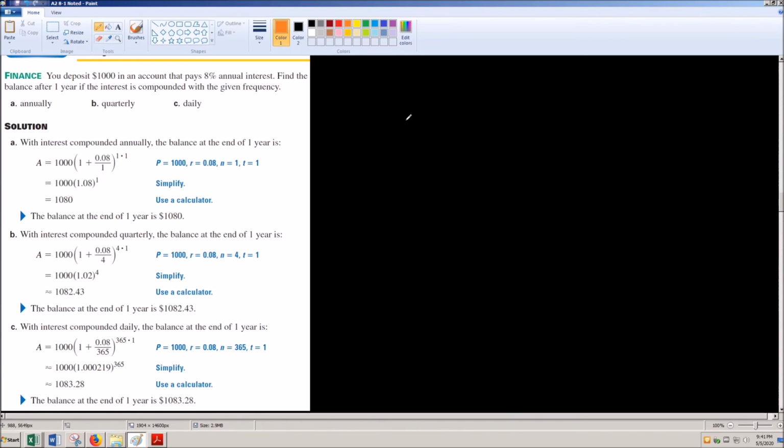Let's jump back here. So looking at the first one here, we have the amount that it will accumulate to is going to be equal to my starting amount, which is 1,000. So I'm going to highlight that for all these ones here.